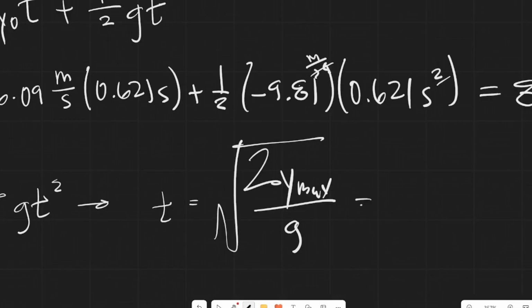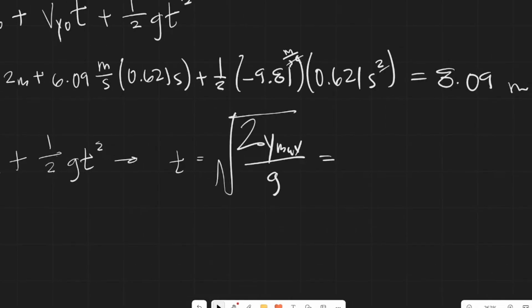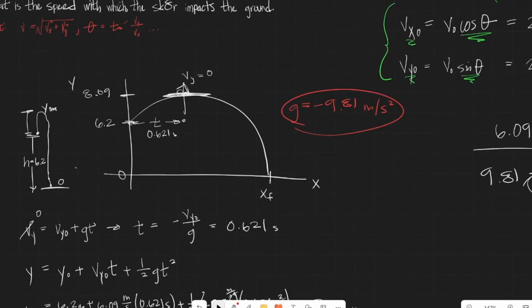And then if we plug that in, we just get 2 times 8.09 divided by 9.81. And I got 1.284 seconds. And that's just for the second interval. So the total time he's in the air, you have to add this to that.